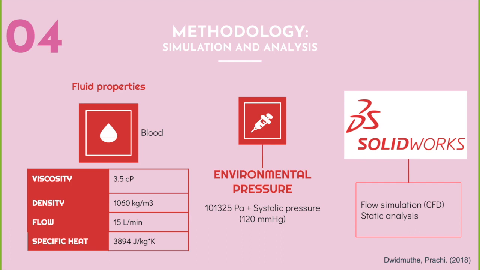This is because the program does not allow us to use less flow, because in normal conditions of the body, we have 5 liters per minute, even though in exercise it is possible to be up to 20. So it's a good range to use 15, but this is given by the program itself. And the environmental pressure that we used was systolic pressure plus atmospheric pressure. Next, please.